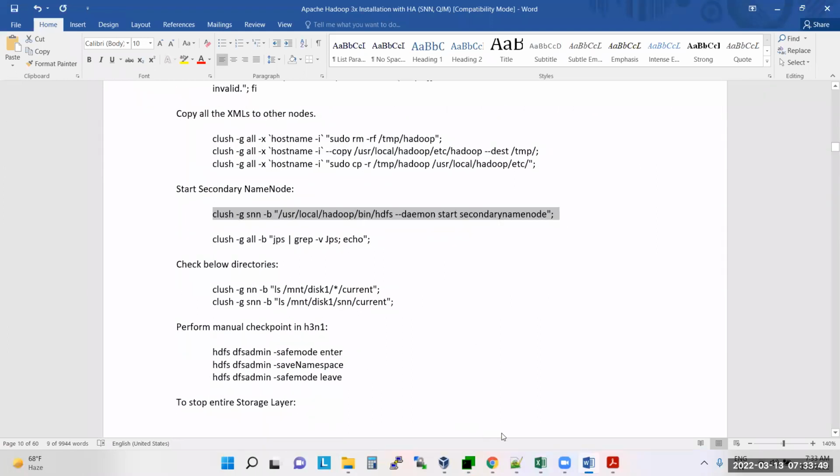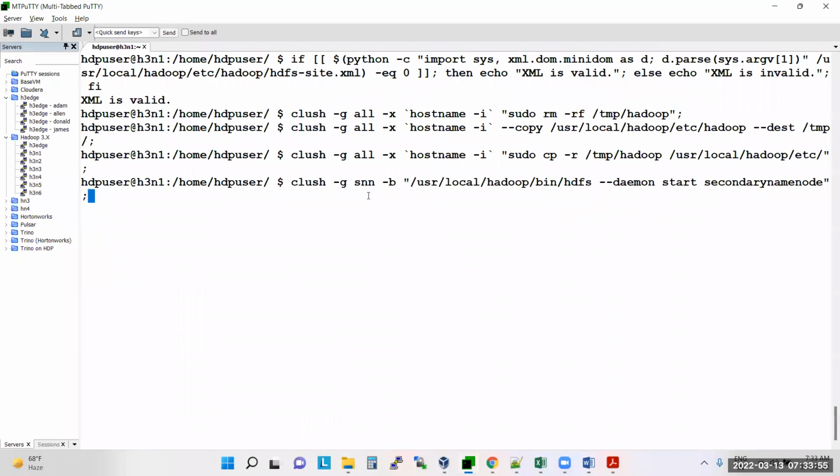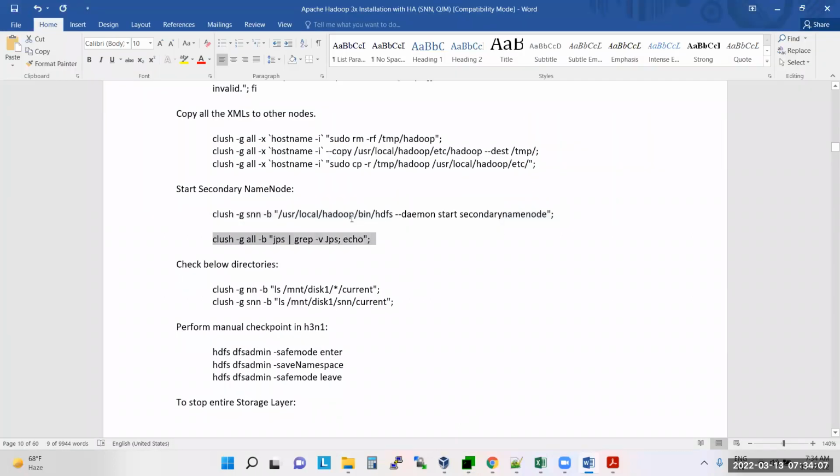Now I'm starting the secondary name node. See here, what is the command? In which machine am I starting the secondary name node? Start secondary name node. Now you see the cluster.